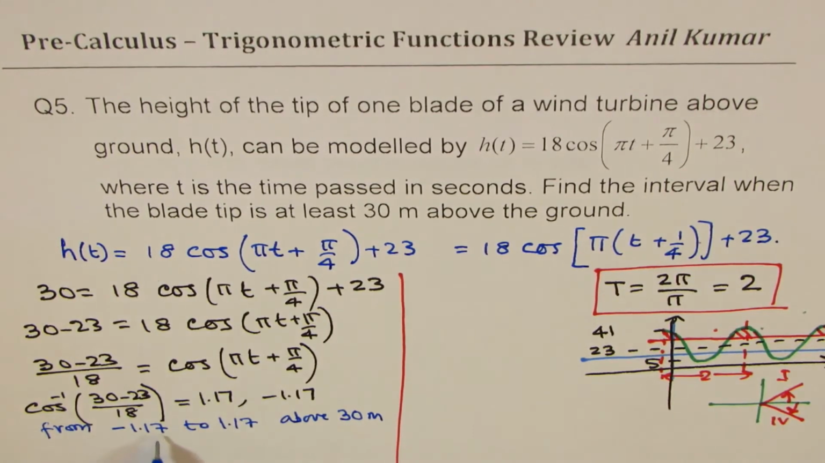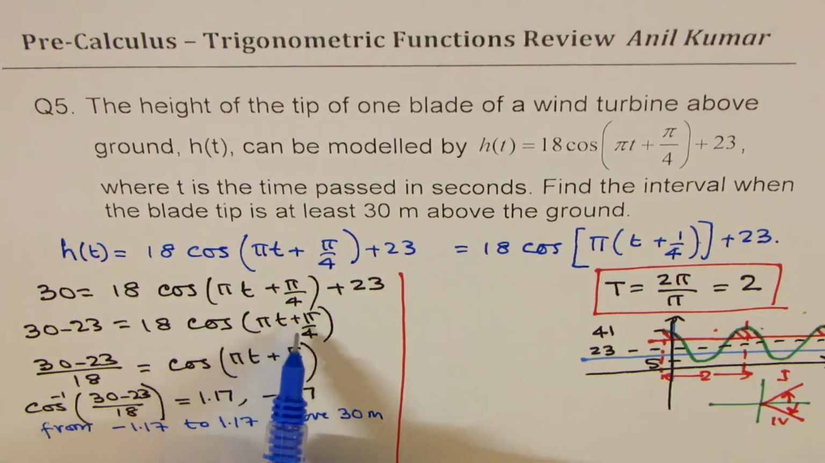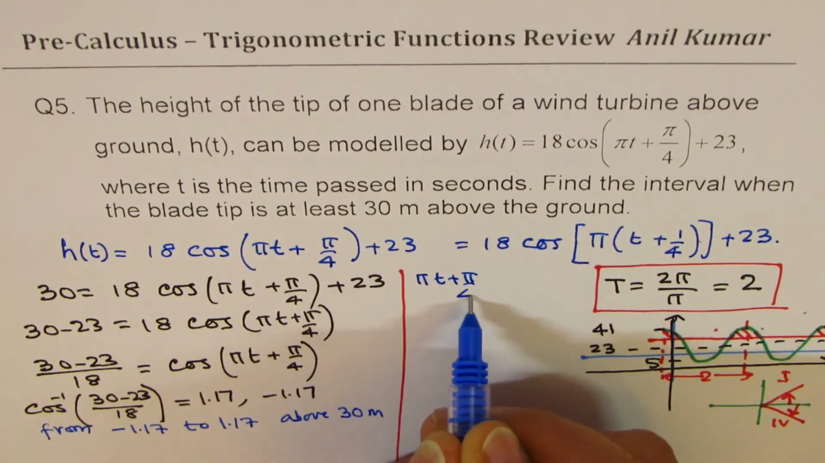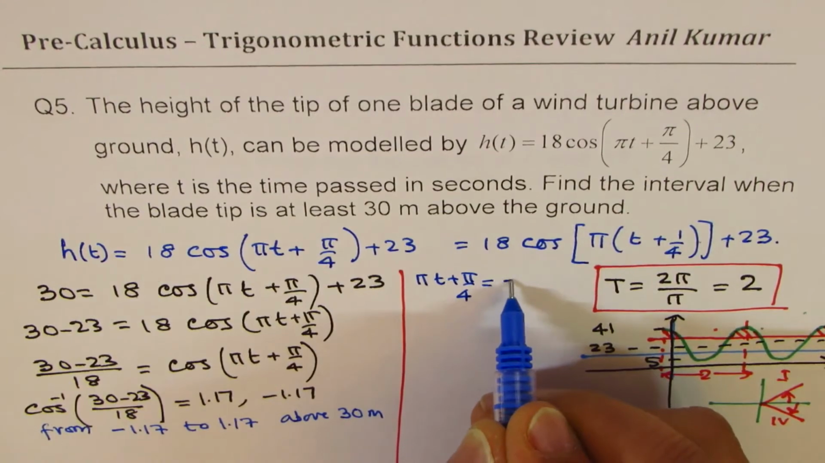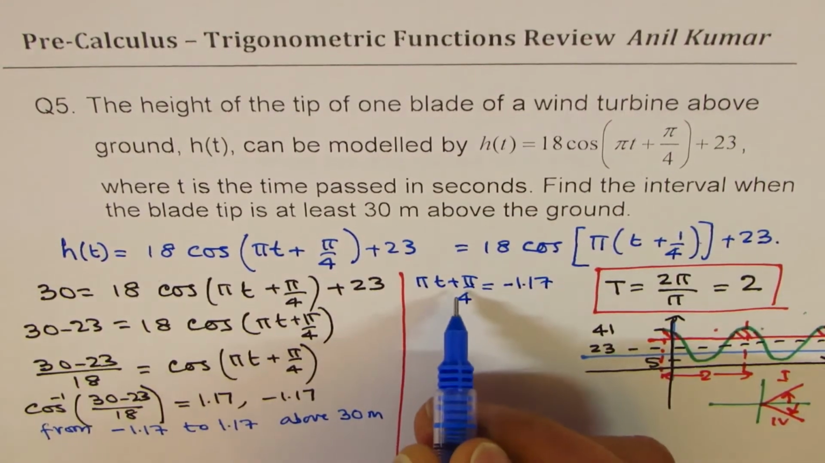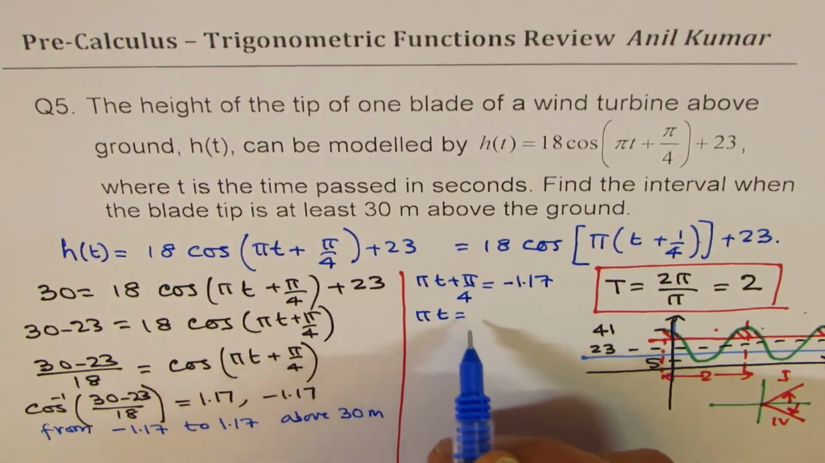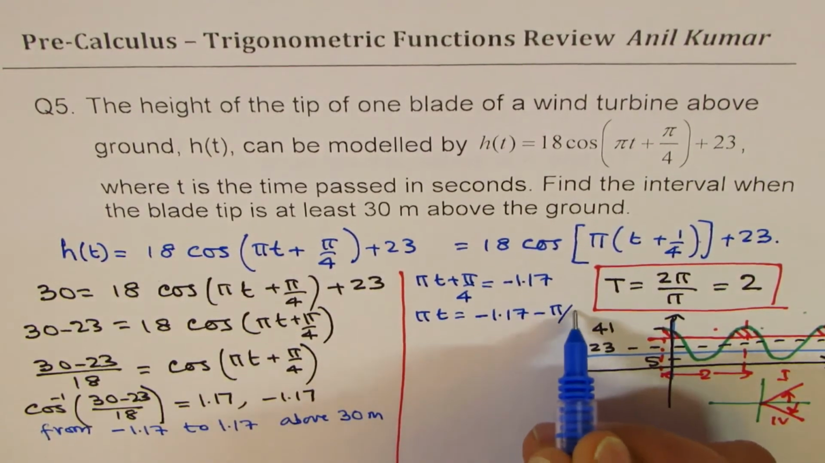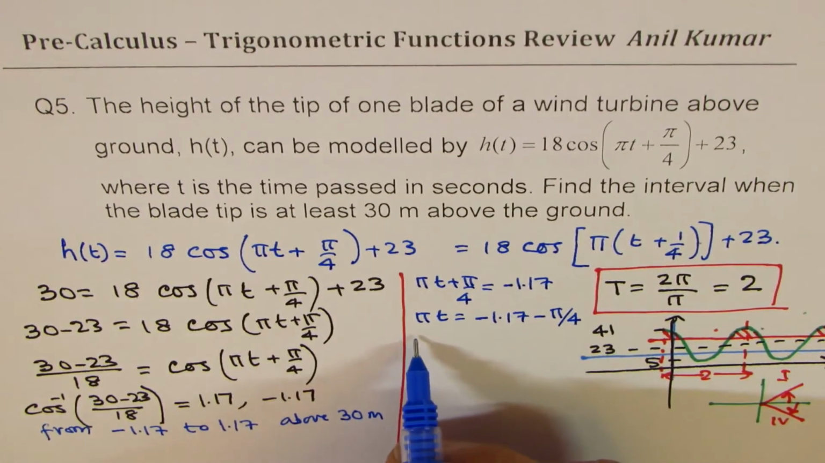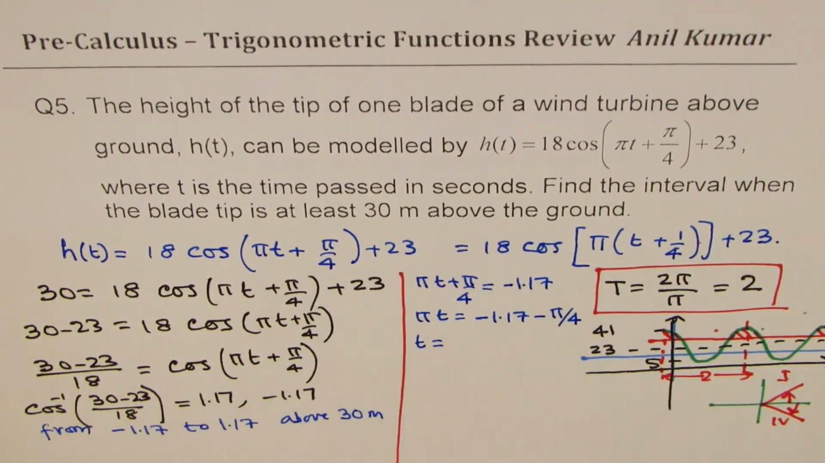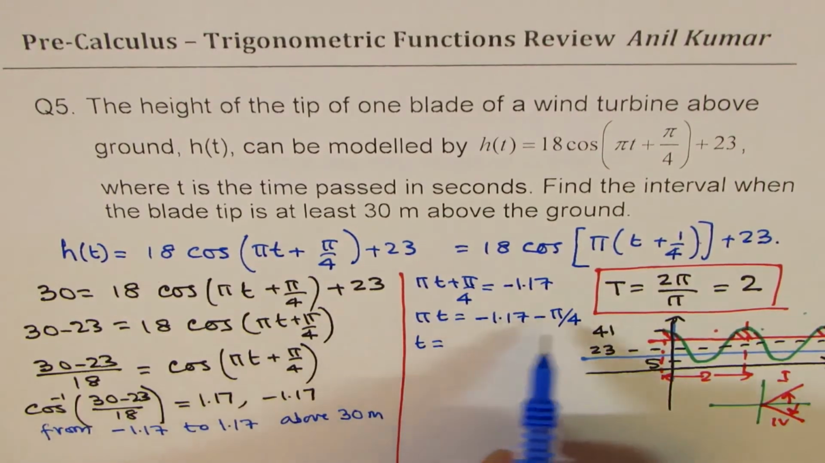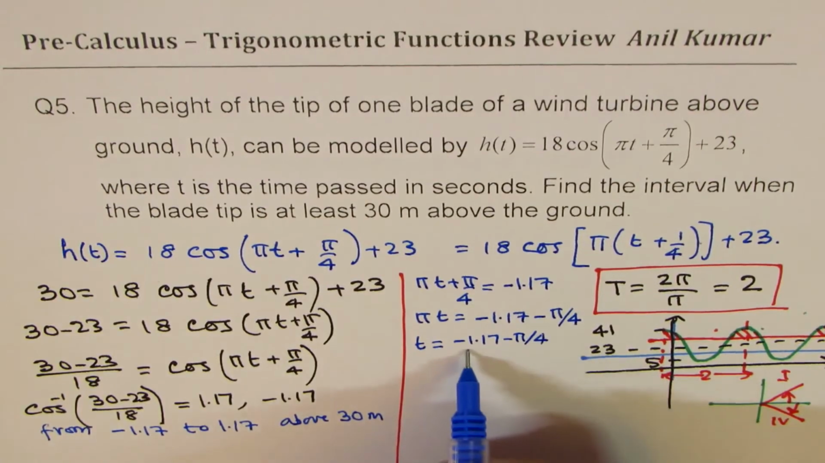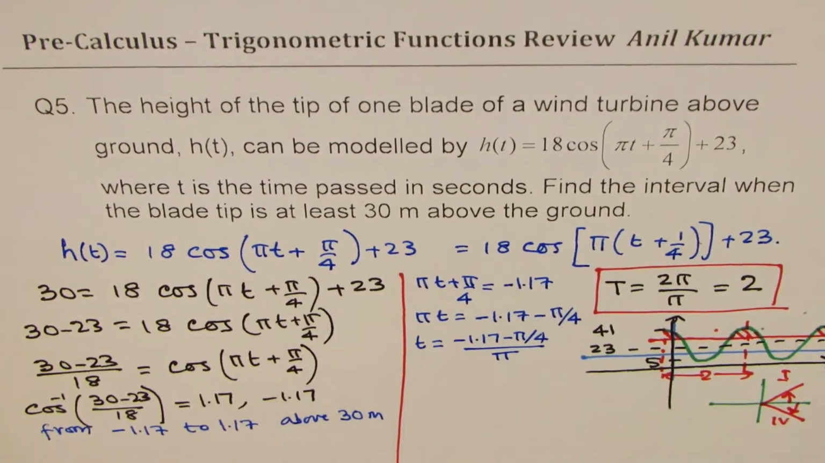So if I take minus 1.17 equated to pi t plus pi by 4, so I'm saying pi t plus pi by 4 equals minus 1.17, right? So pi t equals minus 1.17 minus pi by 4, right? And then we'll divide this by pi to get the t value. So t is minus 1.17 minus pi by 4, and everything divided by pi. So that is t for us.